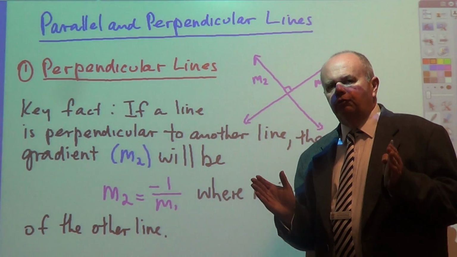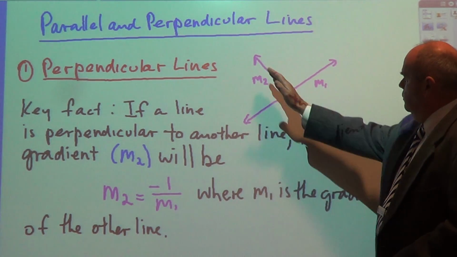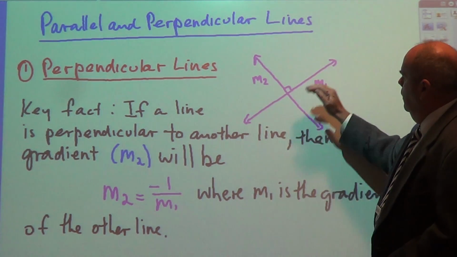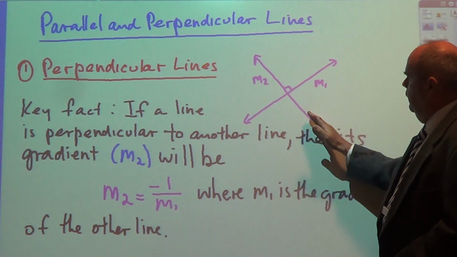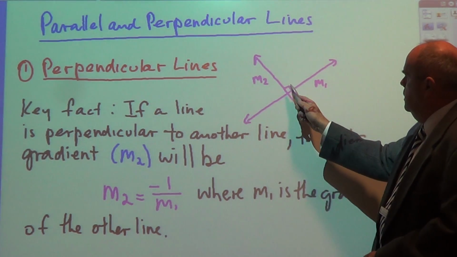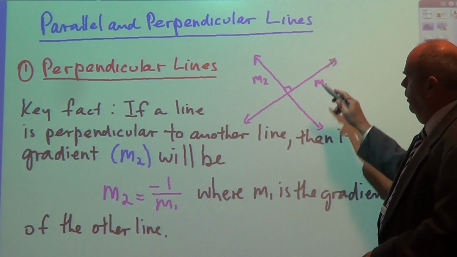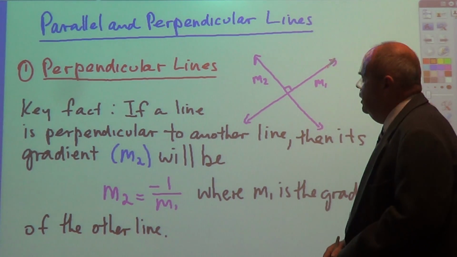Now, one line is perpendicular to another line if it crosses that line at right angles. So here's an example where I've got a randomish line, and you can see that the other line is crossing at a right angle. We say that that line is perpendicular to that line. Also, the converse applies too.